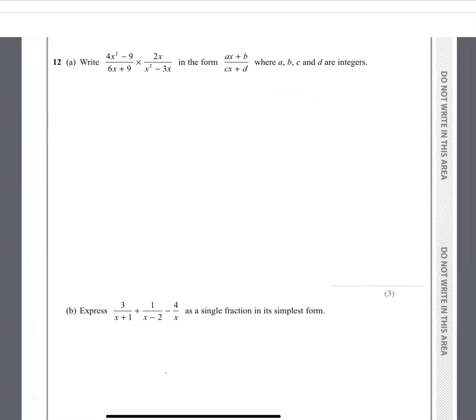Are you able to express it in the form ax plus b over cx plus d? I think so. If you factorize the numerator here, what are we going to have? If you factorize 4x squared minus 9, what are you going to have? You have x on the outside and then 4x minus 9.